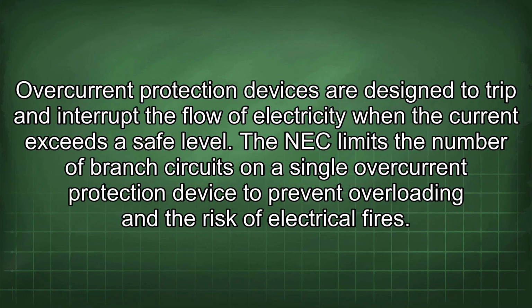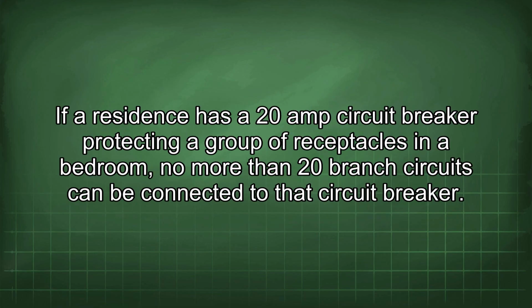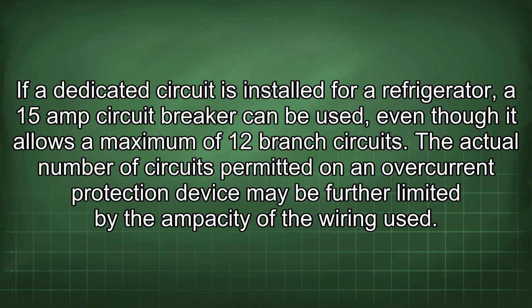Overcurrent protection devices are designed to trip and interrupt the flow of electricity when the current exceeds a safe level. The NEC limits the number of branch circuits on a single overcurrent protection device to prevent overloading and the risk of electrical fires. If a residence has a 20 amp circuit breaker protecting a group of receptacles in a bedroom, no more than 20 branch circuits can be connected to that circuit breaker. If a dedicated circuit is installed for a refrigerator, a 15 amp circuit breaker can be used, even though it allows a maximum of 12 branch circuits.